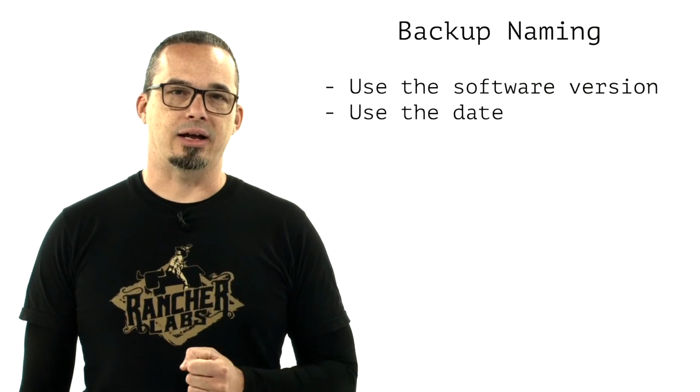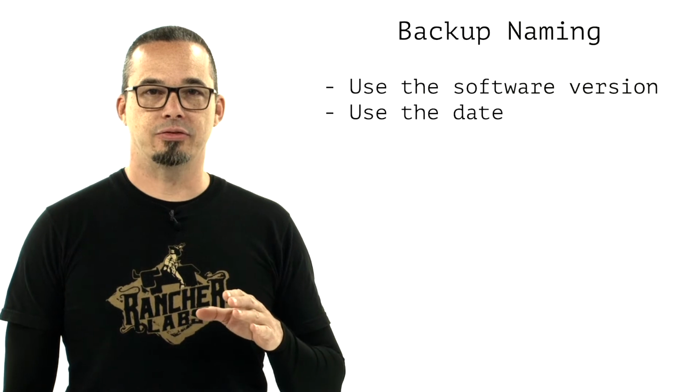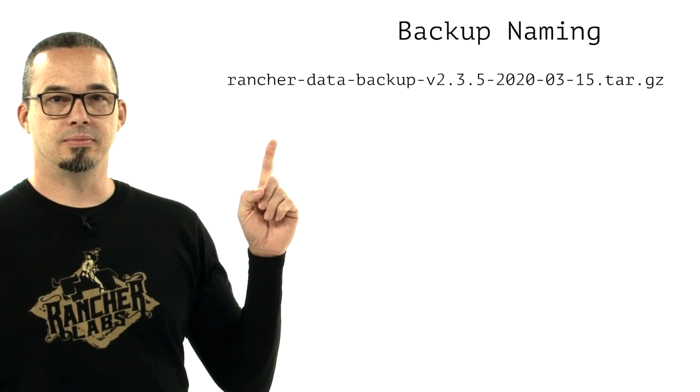Making a backup of Rancher when running as a container involves backing up the persistent data located at /var/lib/rancher inside of the container. Depending on how you started the container, this might be a Docker volume or it might be a bind-mounted volume on the host. When creating backups, use an identifier that includes both the date and the Rancher version, like this.